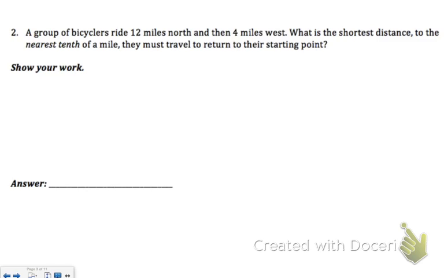In example 2, we have a group of cyclists that ride 12 miles north and 4 miles west. So 12 miles north, we're going to be traveling up, and 4 miles to the west. So we're going to go up and to the left. Again, we have some type of right triangle forming here. What is the shortest distance to the nearest tenth of a mile to return to their starting point?